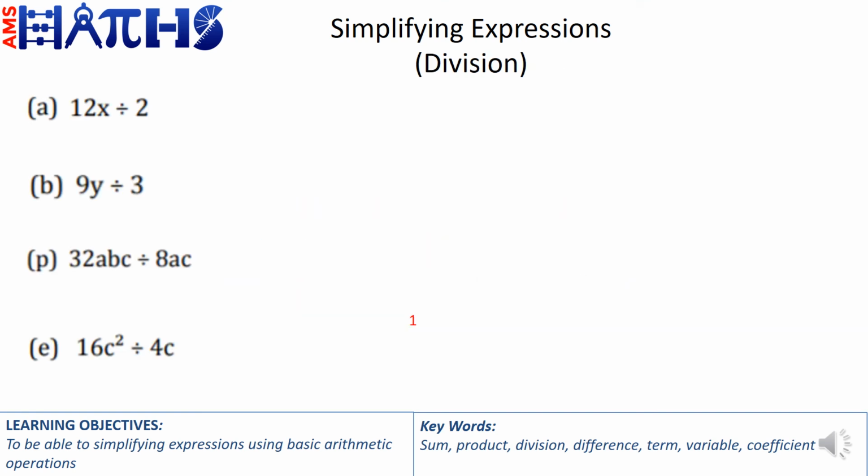Our final task or activity to complete is simplifying expressions using division. In our first example, we have 12x divided by 2. So we have 12x's and we need to split that into 2 equal parts. And so all we need to do is divide 12 by 2 and we will get 6x's.